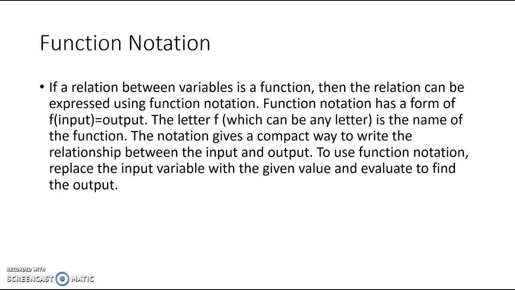If a relationship between variables is a function, then the relation can be expressed using function notation. Function notation has a form of f of input equals output. The letter f, which can be any letter, is the name of the function. The notation gives a compact way to write the relationship between the input and the output. To use function notation, replace the input variable with a given value and evaluate to find the output.